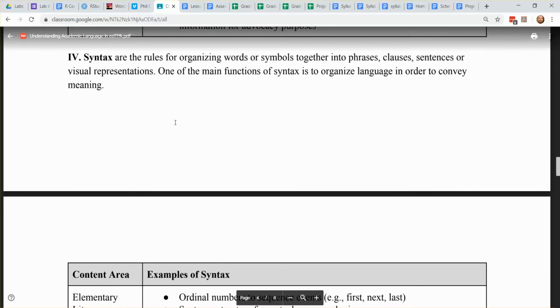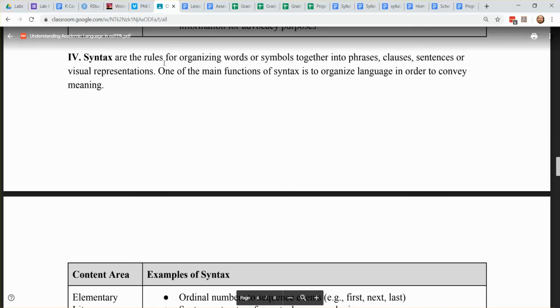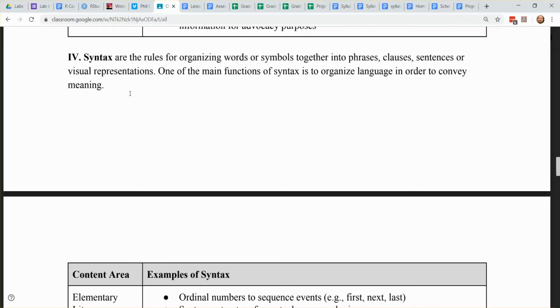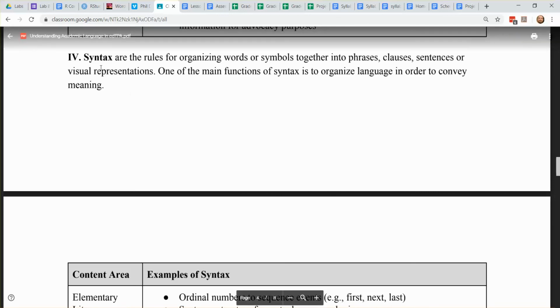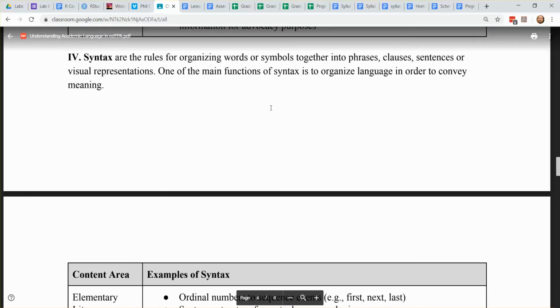Lastly, syntax. And I'll contrast this with discourse in a second, but syntax are the rules for organizing words or symbols together into phrases, clauses, sentences, or visual representations. One of the main functions of syntax is to organize language in order to convey meaning. I think of syntax as a smaller scale thing than discourse. Discourse is kind of big, the big picture, what they're talking about. Syntax is kind of small. What's the nitty gritty of how we tend to phrase things or put words and symbols together?